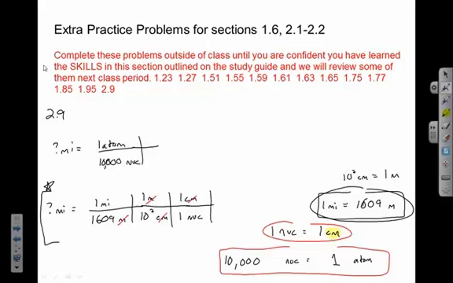I can say that 10,000 nuclei are equal to 1 atom. So in the end, the units I get are miles per atom. Is that what it was asking me? It's saying, what would be the radius of an atom in miles? Or how many miles are there per atom? So that means I've got the units I want.